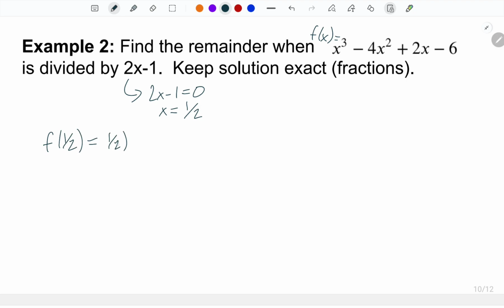So 1 over 2 cubed minus 4 times 1 over 2 squared plus 2 times 1 over 2 minus 6. Okay, take a moment, plug that into your calculator. Once you substitute that in, you should get something like negative 47 over 8. So just make sure you can get that on your calculator on your own as well too.